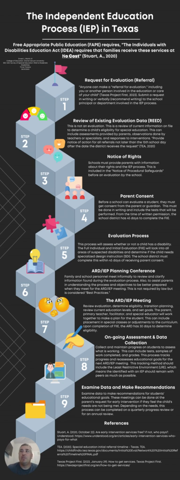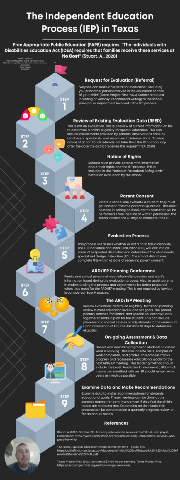After the planning conference, you have an ARD IEP meeting where they make the final determination on whether or not the child is going to get special education. And basically, they have 30 days to complete this ARD after the full individualized initial evaluation is done. And then after that, it's ongoing assessments and data collection on the student.